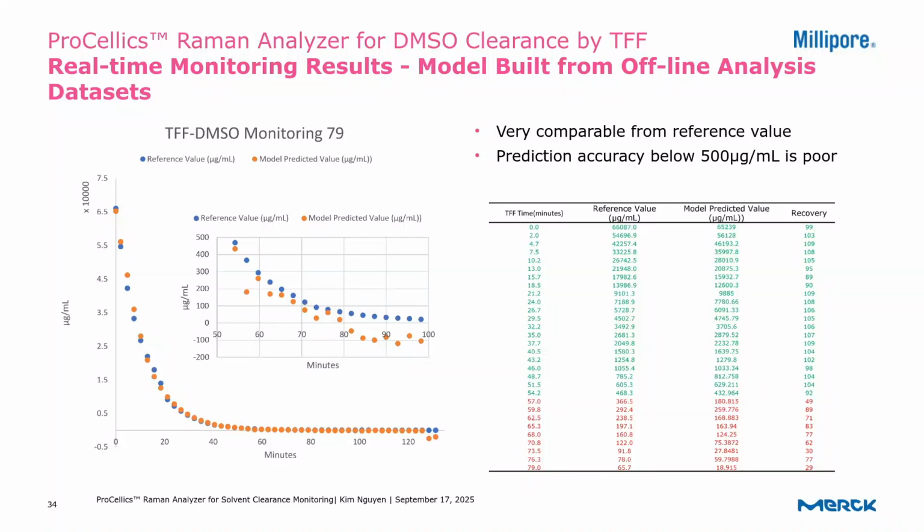The concentrations that were predicted by the Raman are very comparable to the offline samples. However, the prediction accuracy is poor for concentrations below 500 microgram per mL.